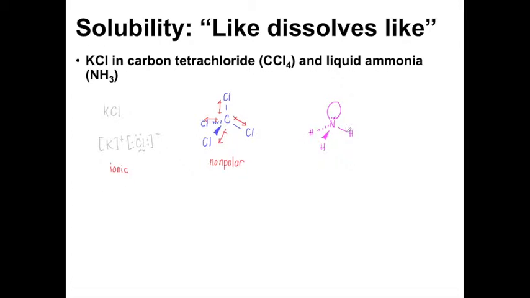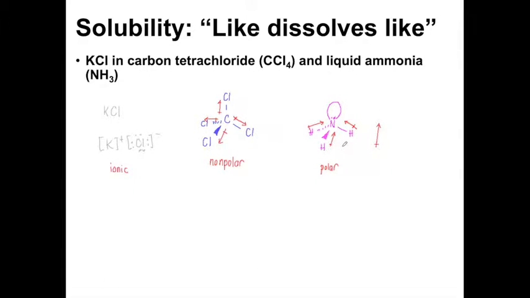On the other hand, ammonia is polar, so we have polar bonds directed towards the nitrogen. And we also have a lone pair here, which is also very electronegative. So the net polarity is pointing towards the nitrogen atom. So liquid ammonia is polar.